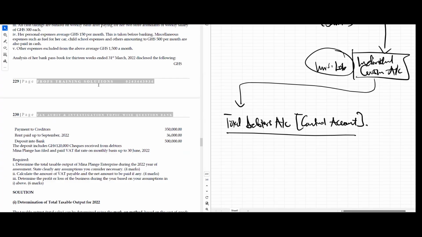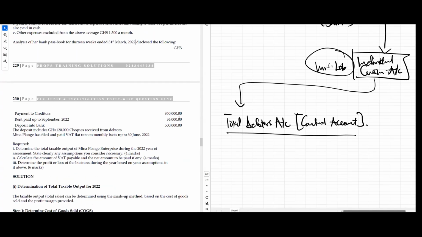All right. So they are saying that other expenses are 1,005. Analysis of a bank passbook for 13 weeks ending 31st March 2022 discloses the following. Payment to creditors 350, rent paid up to September 2022 36,000, deposit into the bank 500,000. The deposit includes 120,000 checks received from debtors.